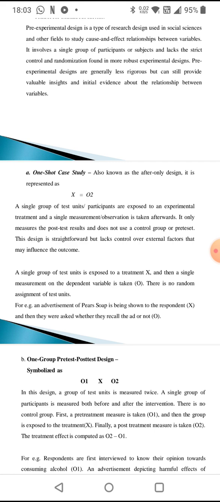So there is no random assignment of test units in this. For example, an advertisement of Pears soap is shown to the respondents, and then they are asked whether they can recall the ad or not. So this is about the one shot case study.